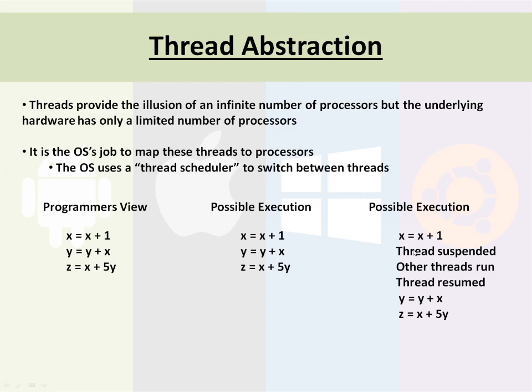But however, another possible execution could have been where we do the first line. This thread is then suspended so that other threads can run, after which the thread is then resumed so that the rest of the execution can take place.